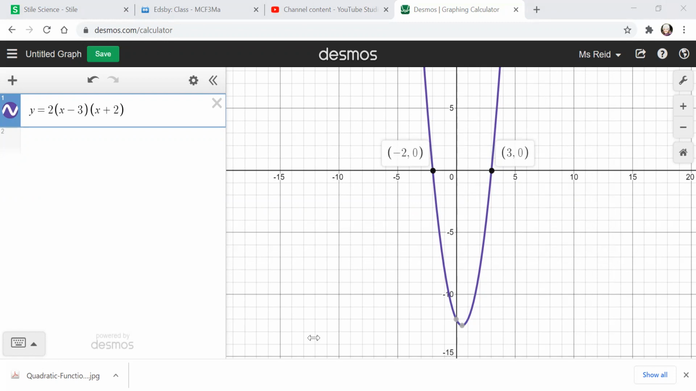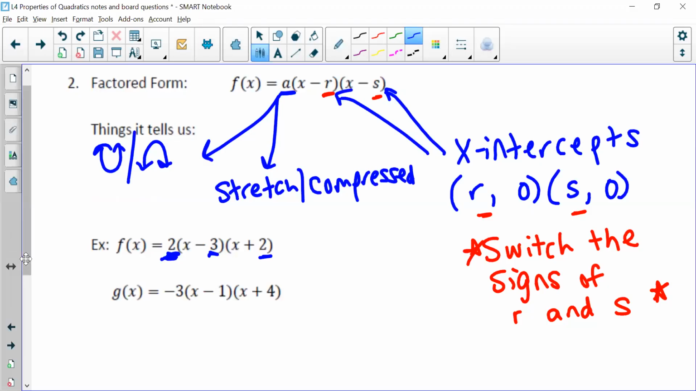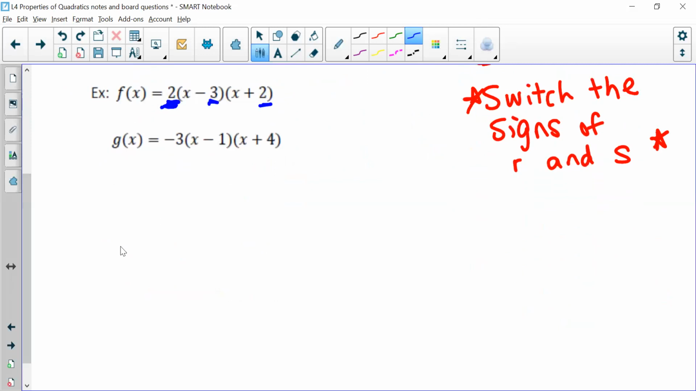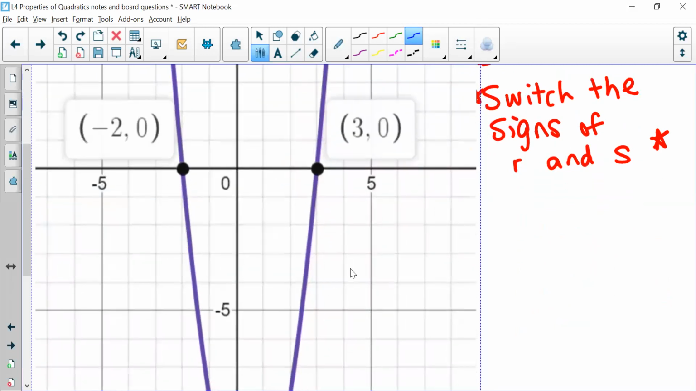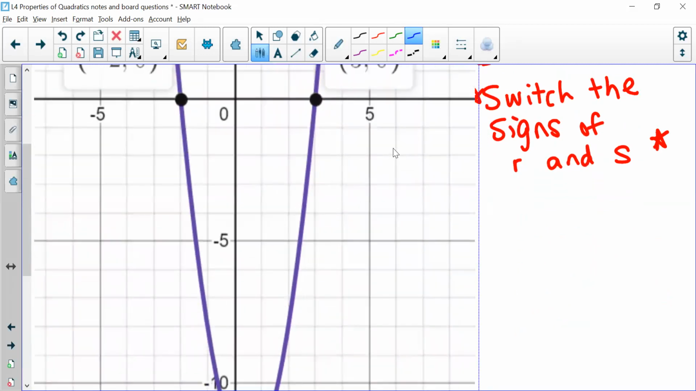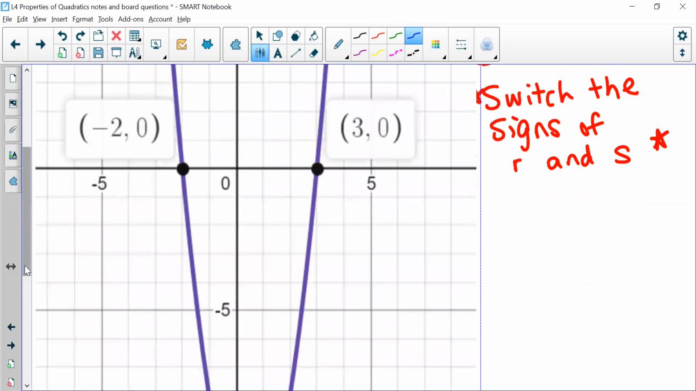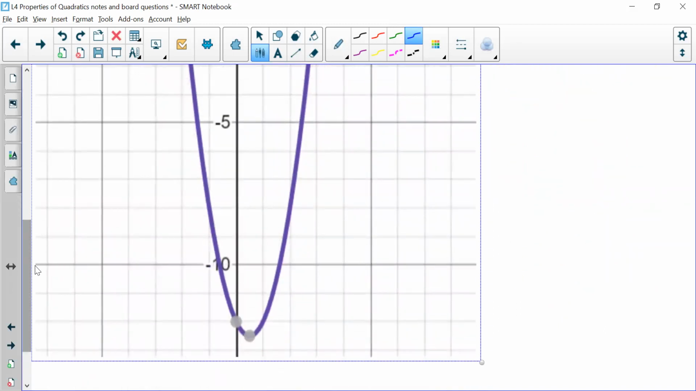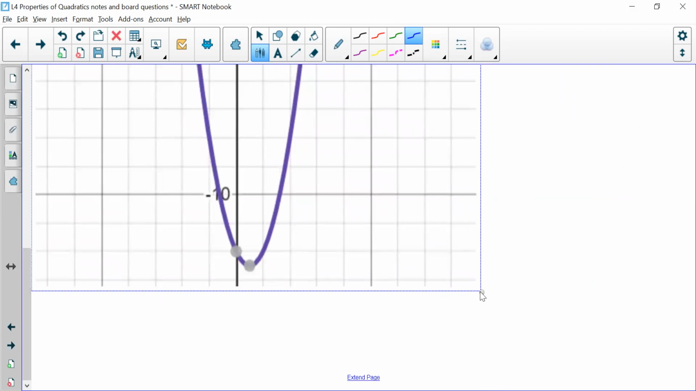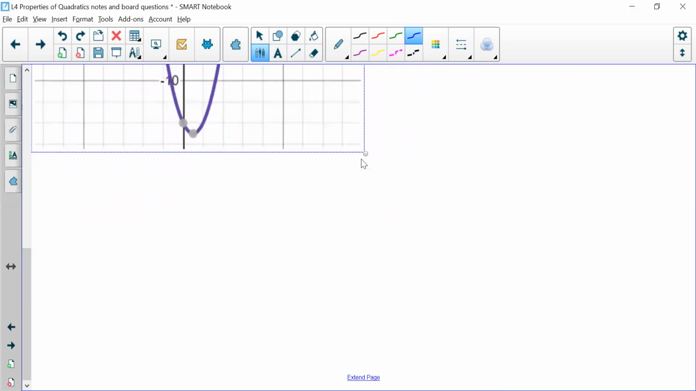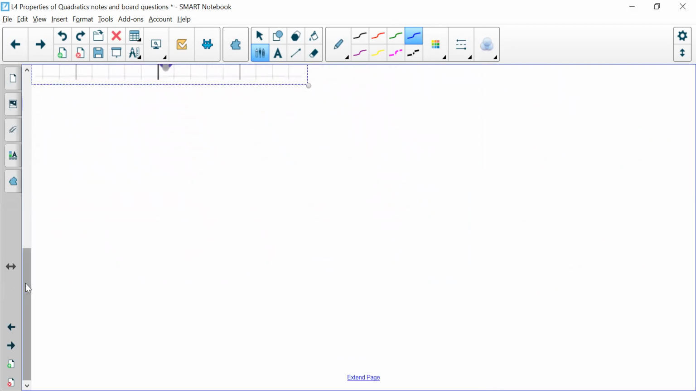Let's check the other questions. Okay, let's check the second one here then. Let me just make this way smaller if I can. The second equation, holy smokes, this is huge. Okay.